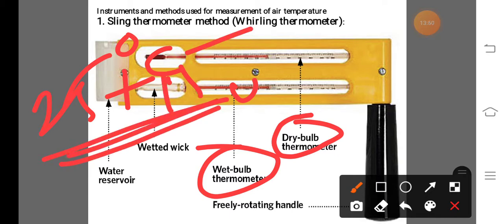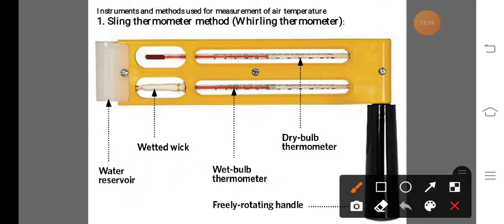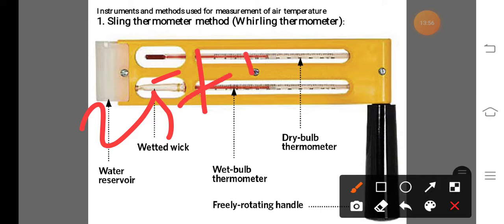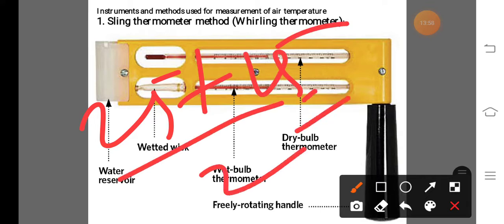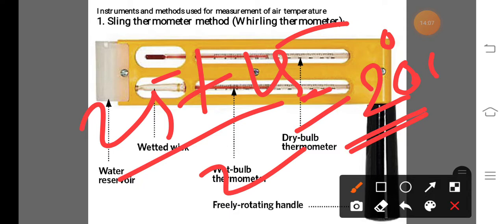So calculate the mean, that means 25 plus 15 divided by 2. The final answer is 20 degrees Celsius. This is the real temperature. It is calculated by using the sling thermometer or whirling thermometer. Like that, the first instrument or first method is used for the measurement or determination of the air temperature.